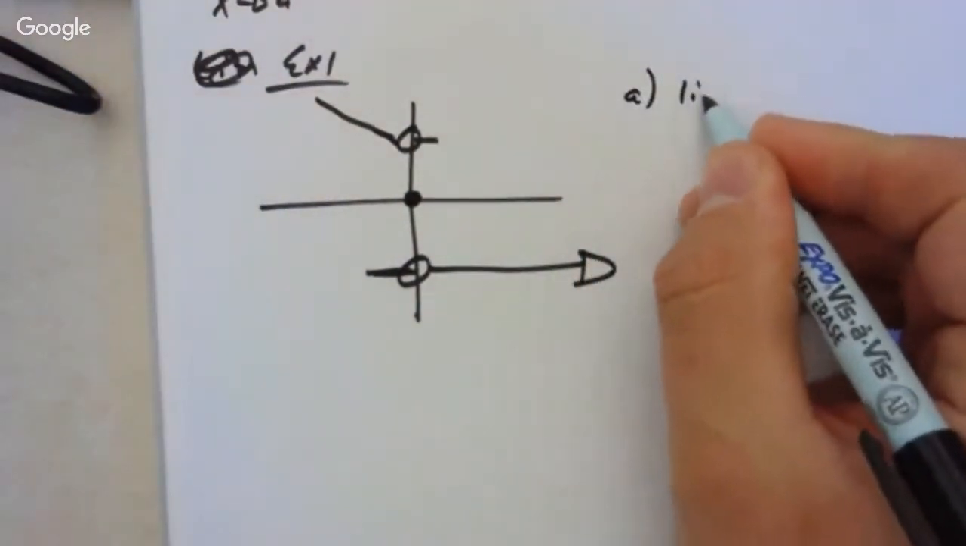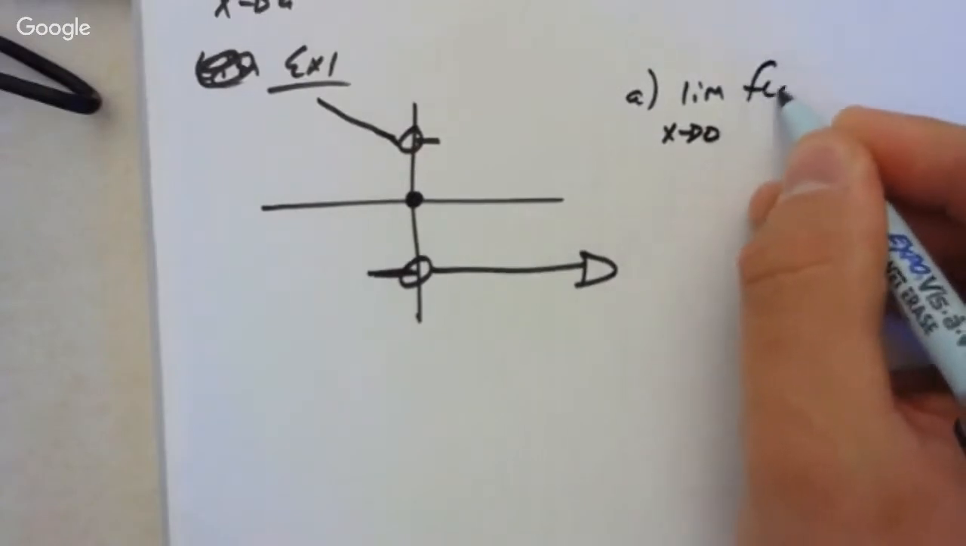Part A, what's the limit as x approaches 0 of f of x?